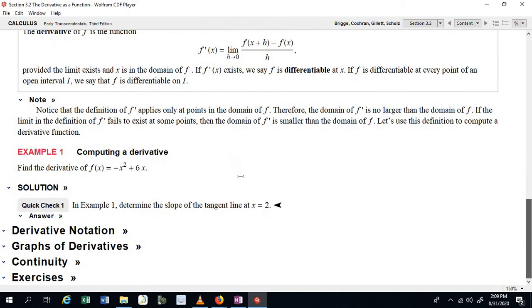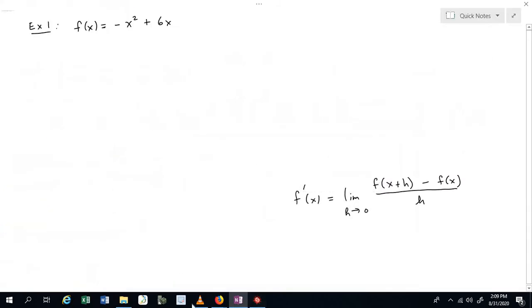Okay, so what I want to do now is maybe just do an example where we find the derivative of some function. Okay, so let's take example 1. Let's try to find the derivative of this function. Okay, so this is our definition of the derivative as a function. And so we're going to use that to find the derivative of this function. Okay, so f prime of x, and again, we denote the derivative with a prime, is simply this limit.